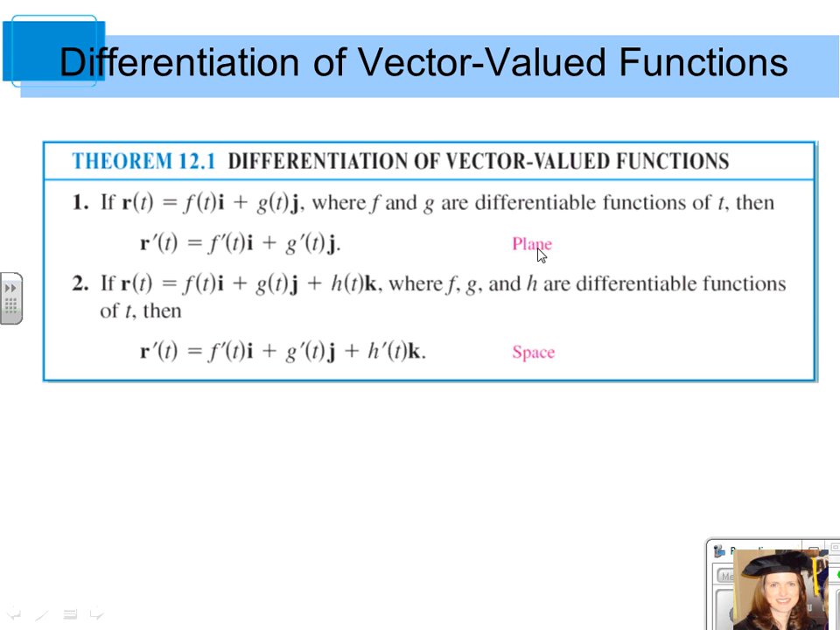If for the plane, and then adding the k vector, finding the derivative of a vector-valued function in space is found the same way, taking the derivative of each of the components.